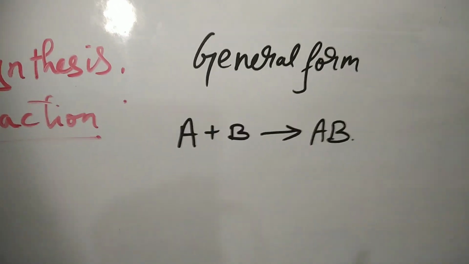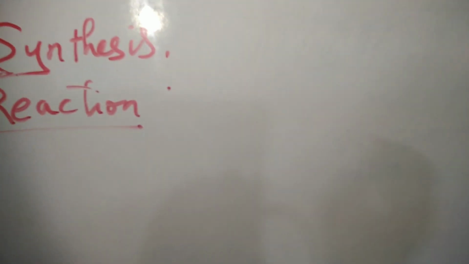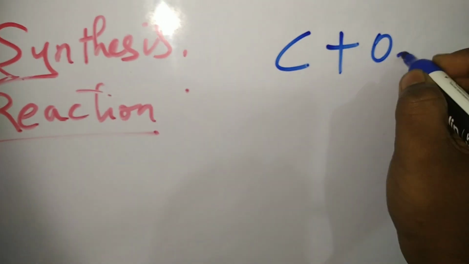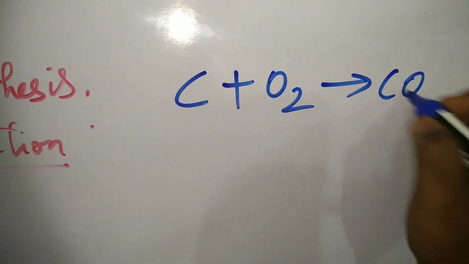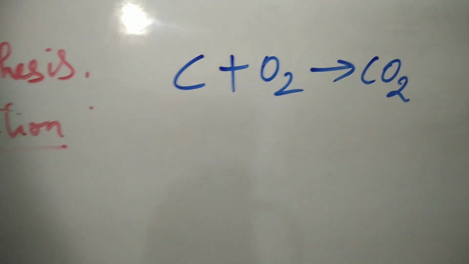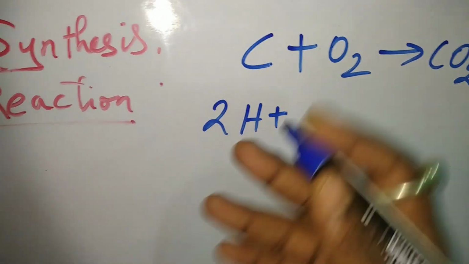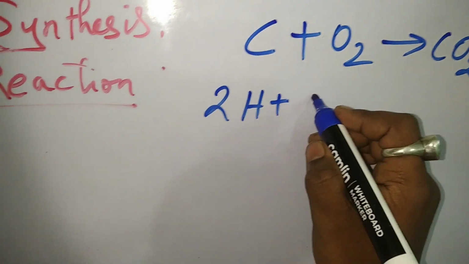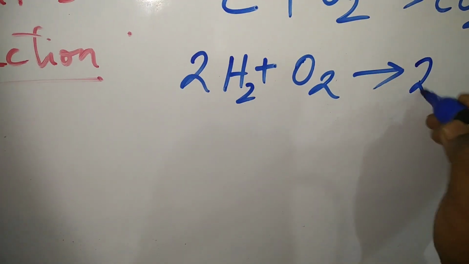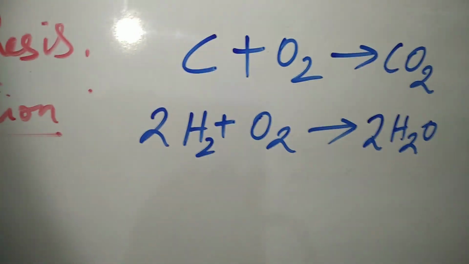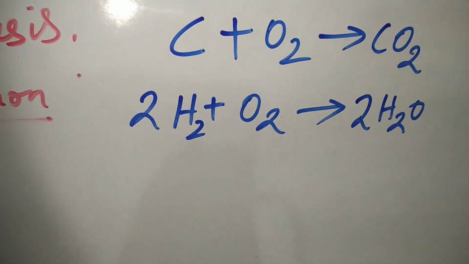Let's see the examples of synthesis reaction. The first example is C plus O2, carbon plus oxygen, forming carbon dioxide, CO2. 2H2, 2 moles of hydrogen, plus oxygen forming 2 moles of water. See, a single compound is forming, not more than a single compound.